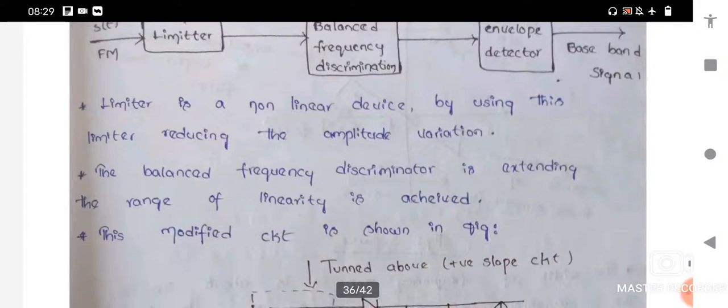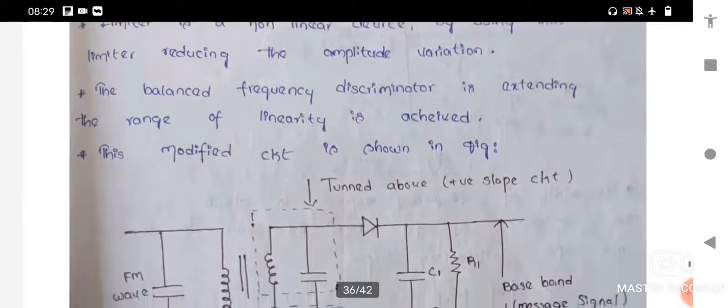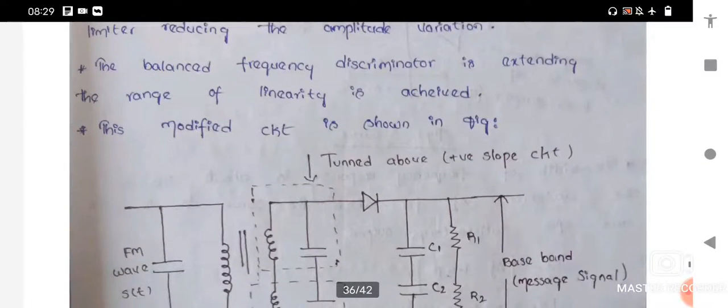Here the limiter is a nonlinear device. By using this limiter, we reduce the amplitude variation. The balanced frequency discriminator extends the range of linearity. So the function of the balanced frequency discriminator is to extend the range of linearity.